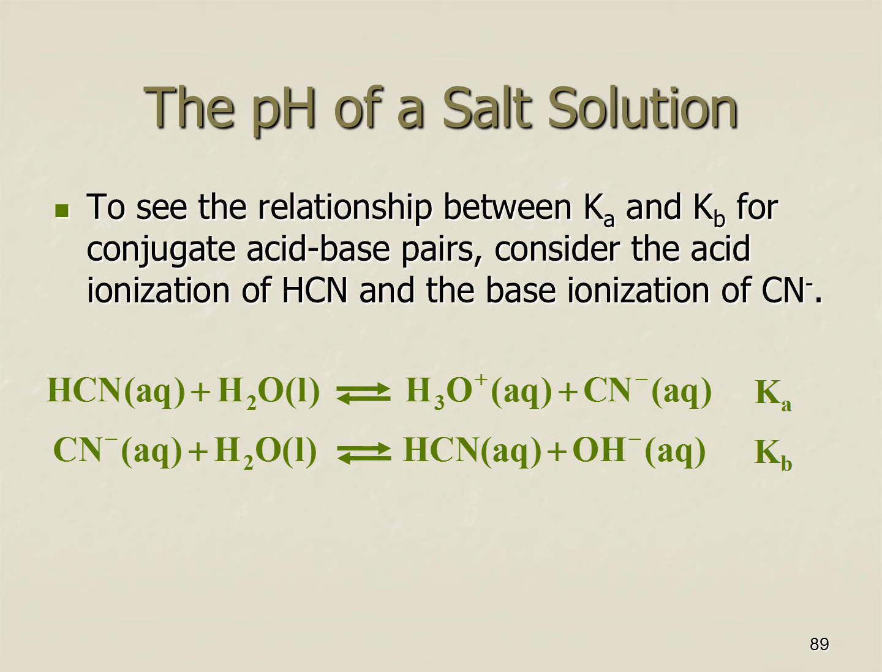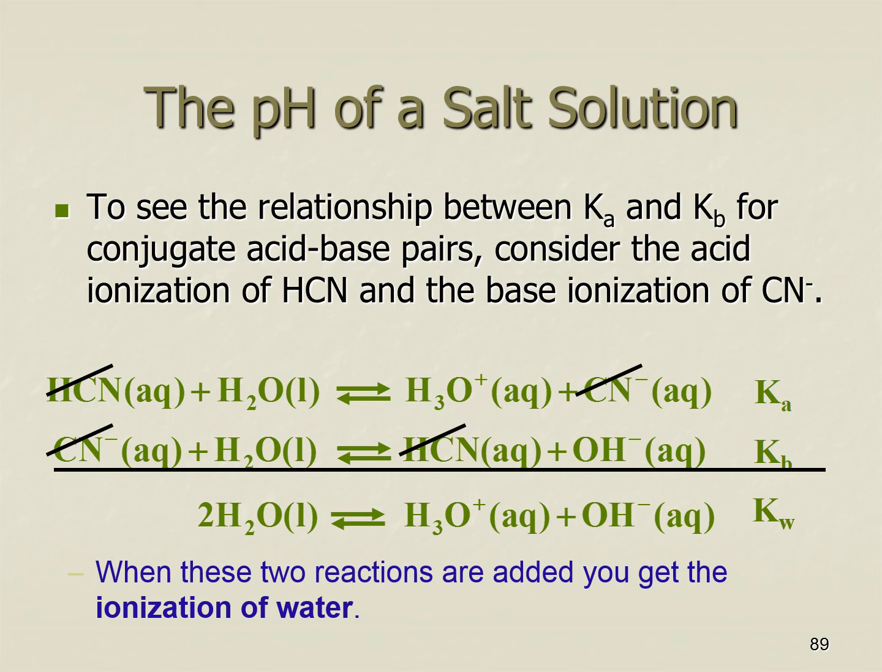All right, now if we look at these two equations, and we've done this before, let's add the two equations together. Notice that the HCN cancels on both sides, the CN negative cancels on both sides, and we end up with 2H2O gives us H3O plus and OH negative. Well, that's a familiar equation. That is just the ionization of water equation, and the K for that expression is just the Kw. Now, if you remember, when you add two equations together to get a third equation, the K values are related by multiplying. So if we multiply Ka times Kb, they should equal Kw.